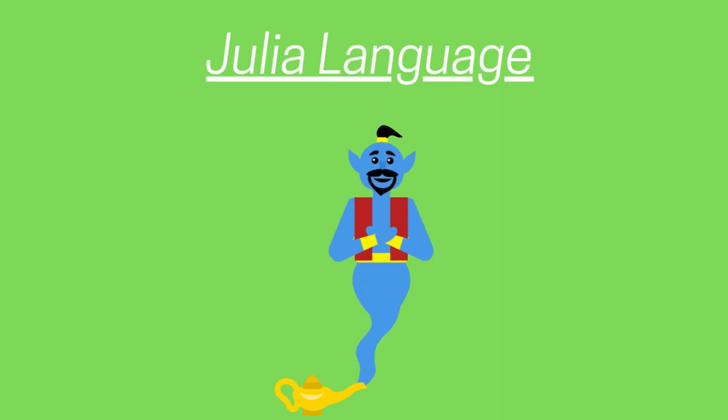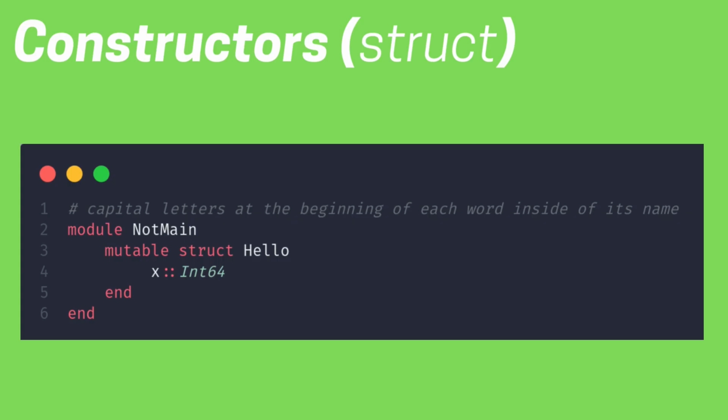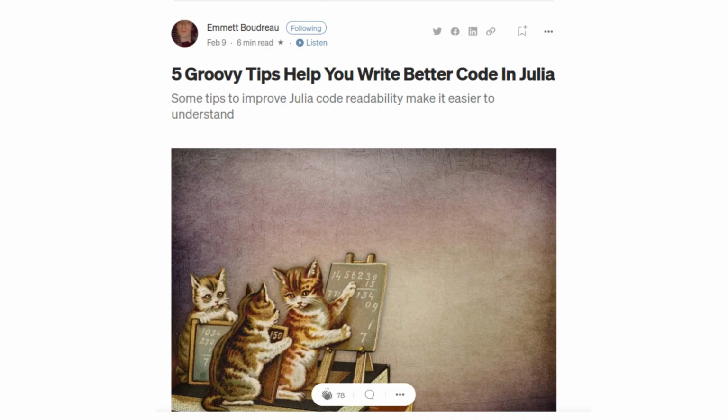Going for the Julia style guide now, we will see the particular naming convention of the programming language. In Julia, constructors and modules are denoted with capital letters at the beginning of each word inside of its name. You can see it in the example on your screen. The module called NotMain has two words in the title. Then Not starts with an uppercase N and Main starts with an uppercase M. This example is from the post 5 Groovy Tips to Help You Write Better Code in Julia by Emmett Boldrow.